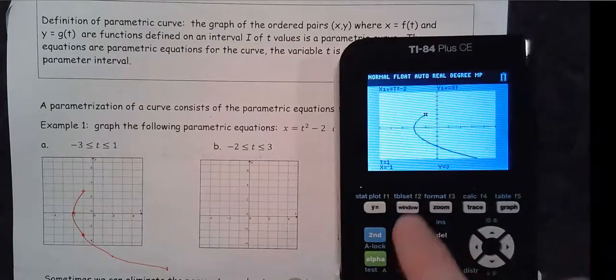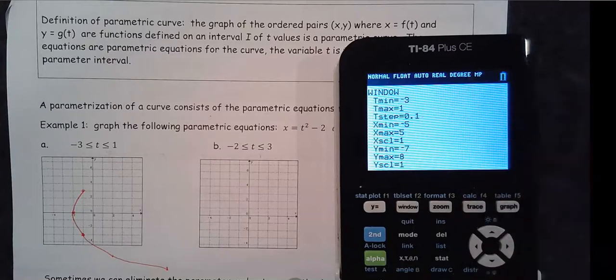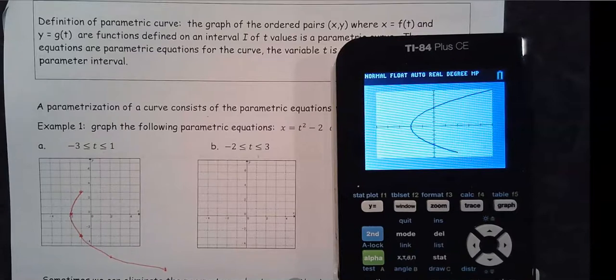So I'm going to go to my window to change that. My t min, I'm going to make -2, and this one 3. Hit graph. I'm going to pause the video and save some time. So I'm going to plot this down on the graph. I went through and copied some of these points.